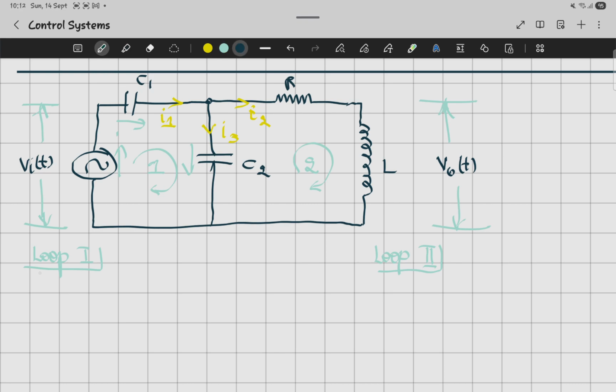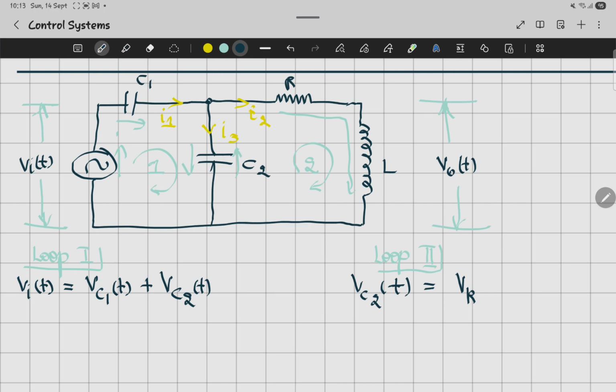Okay, so we're going to have V_I(t) equal to V_C1(t) plus V_C2(t). Okay, for the second loop, we're going to have this voltage in parallel equal to the sum of the voltages in series. So we're going to have V_C2(t) equal to V_R(t) plus V_L(t).